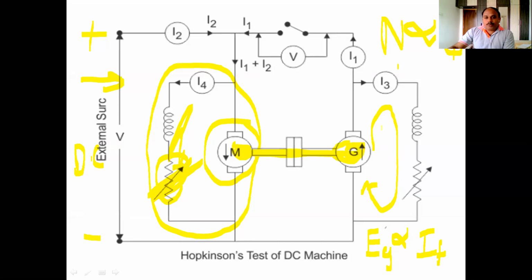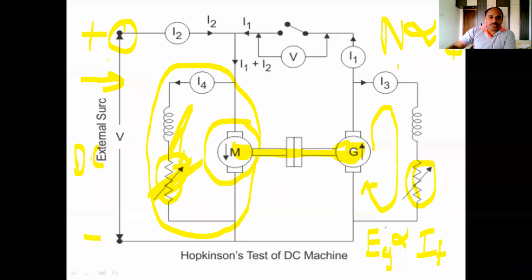Up to rated voltage, with the help of varying this field rheostat, the generator generates rated voltage. Generator rated voltage means motor voltage and generator voltage are both equal, because both are same-rating machines. It is also equal to the supply voltage, because all are connected in parallel.